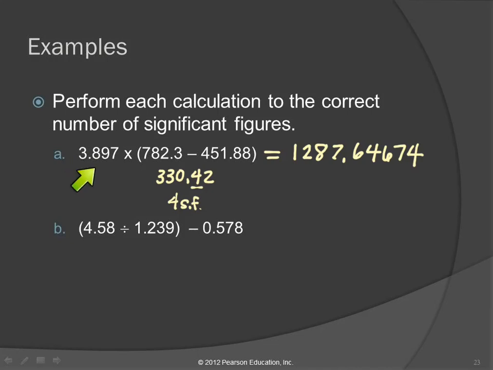How many sig figs in 3.897? 4. So which is smaller, 4 or 4? They're the same, they're equally small, right? So how many sig figs should my answer have? 4. So now I go over to my answer. I've got 1, 2, 3, 4. I'm going to keep up to there. That's the ones place, so I can safely round to the ones place without having to do scientific notation.